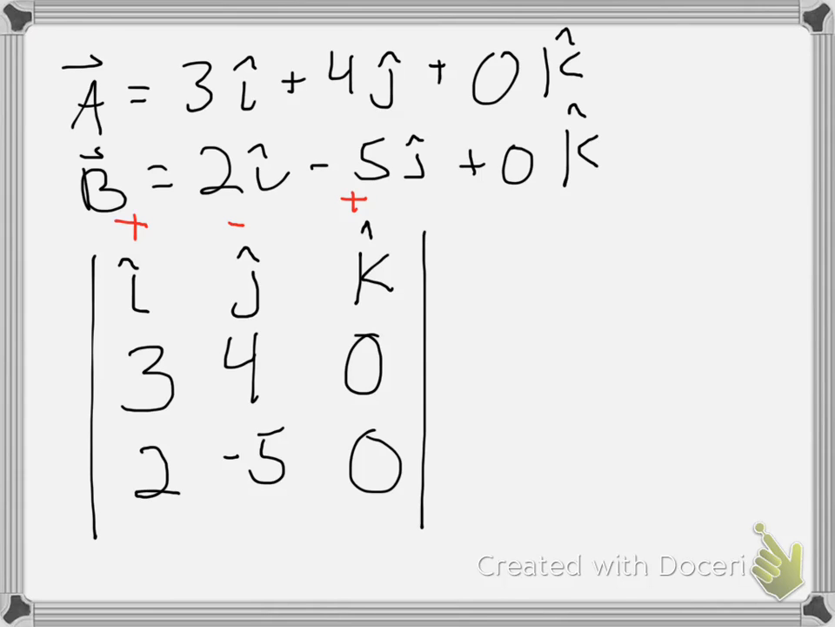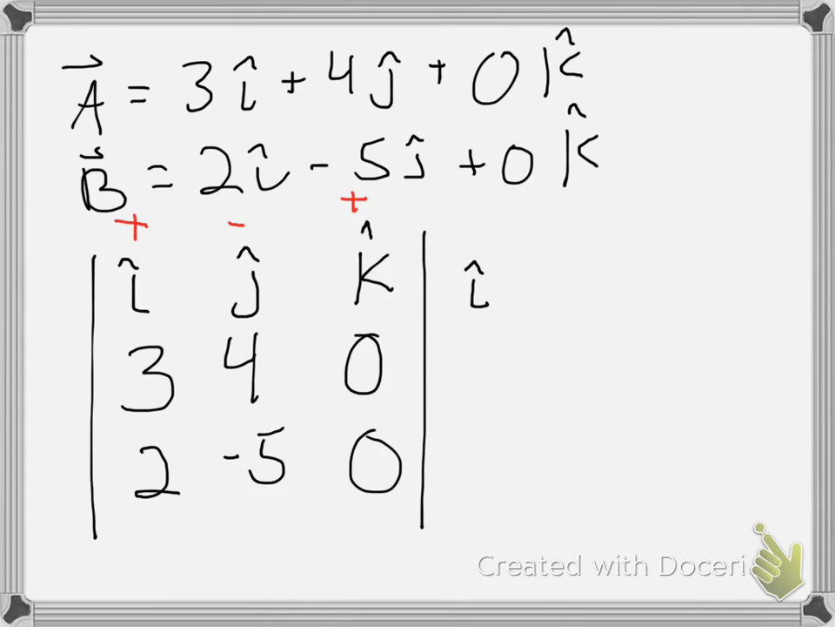And now, to determine the cross product, all I need to do is expand and find the determinant of this matrix. And so, again, if you don't know how to do that, please come talk to me in my office, or you can find it in any good calculus textbook or online somewhere. But all I'm going to do here is expand about the first row.